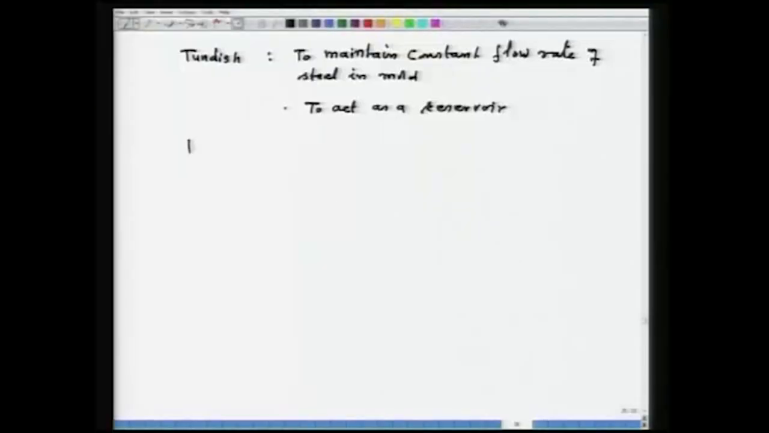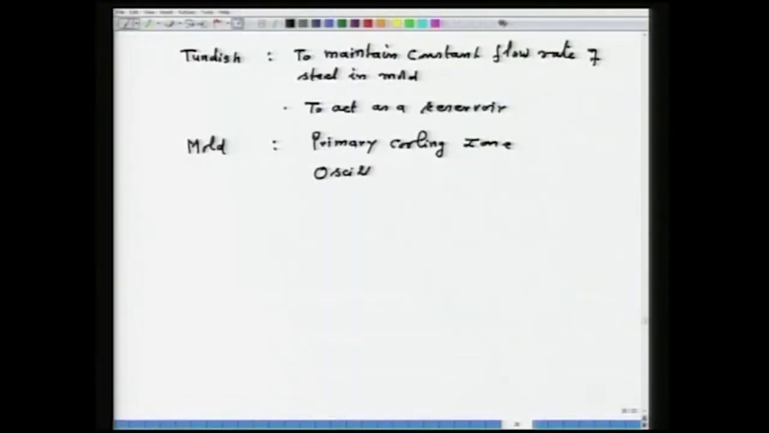Then another important vessel is the mold, which is also called primary cooling zone. Its length or height, whichever you want to call, is 0.7 to 0.8 meter, and the cross section depends upon whether you want to cast billet, slab or bloom. Also, mold is oscillating, and the oscillating function rather helps to strip the mold so that a solidified shell along with the molten steel can be withdrawn continuously from the mold.